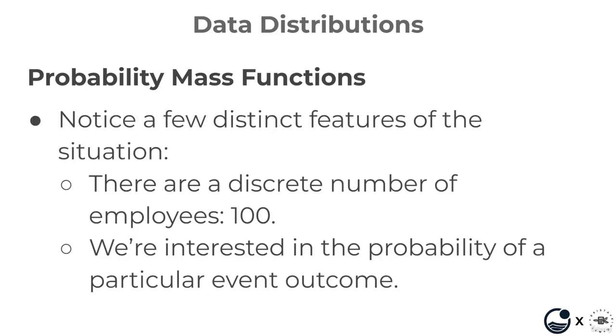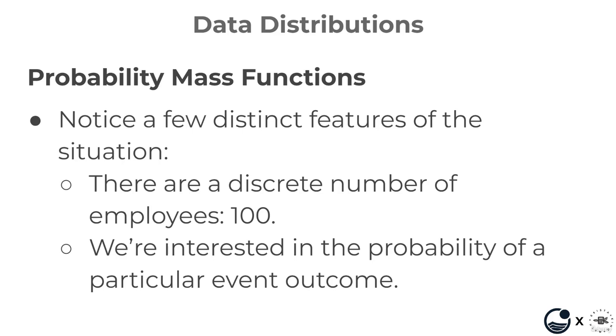Again, notice a few distinct features of the situation. There are a discrete number of employees, 100. And we should also mention they're discrete because there's really no employee between two employees. So if you have employee Bob and employee Cindy, there's no employee value that's between Bob and Cindy. Thus, they're discrete. And you have 100 separate employees.